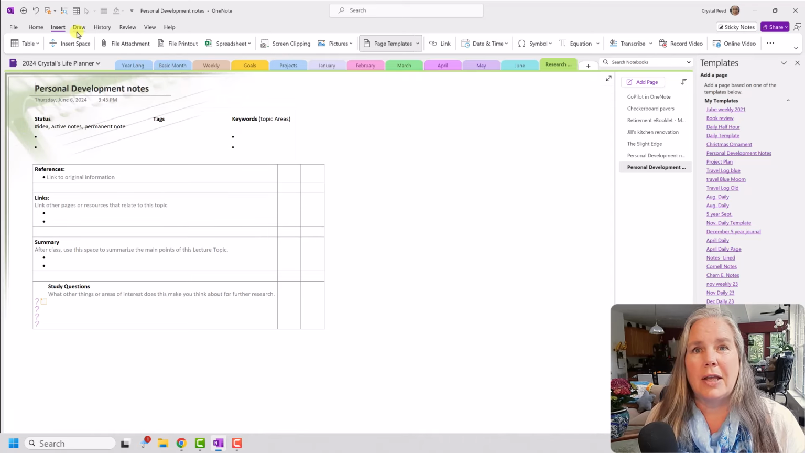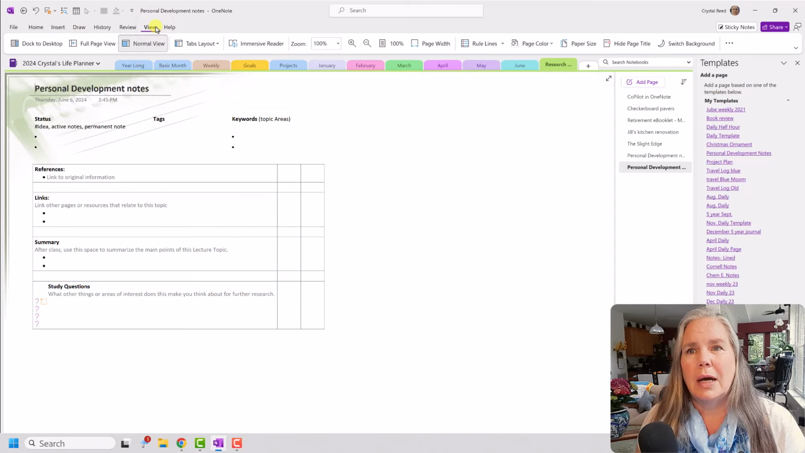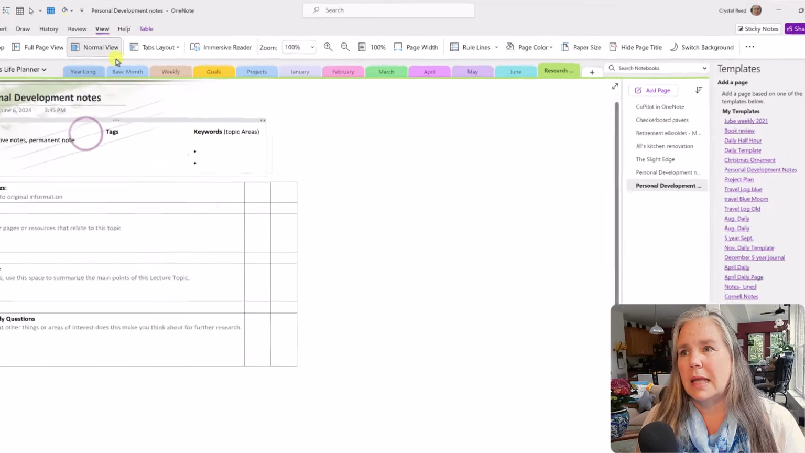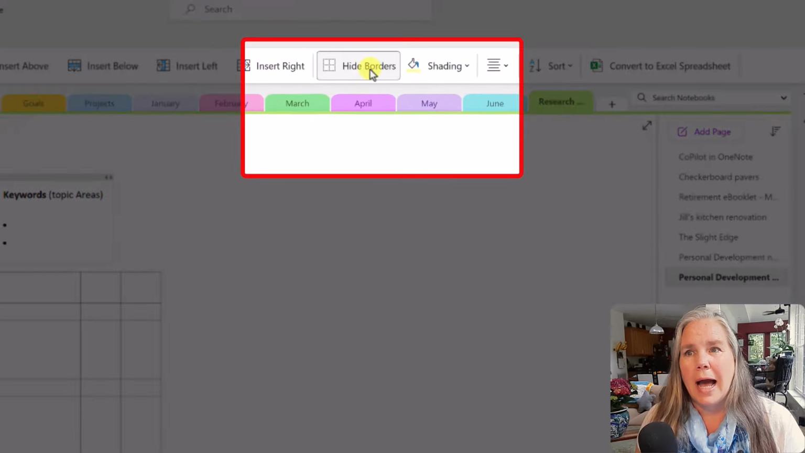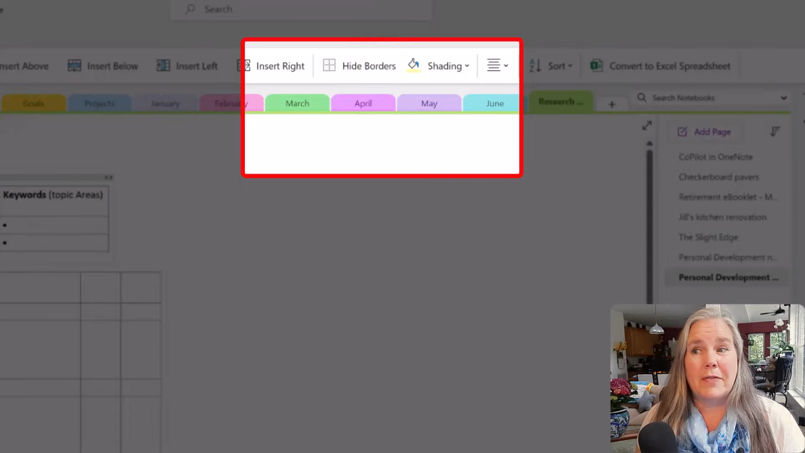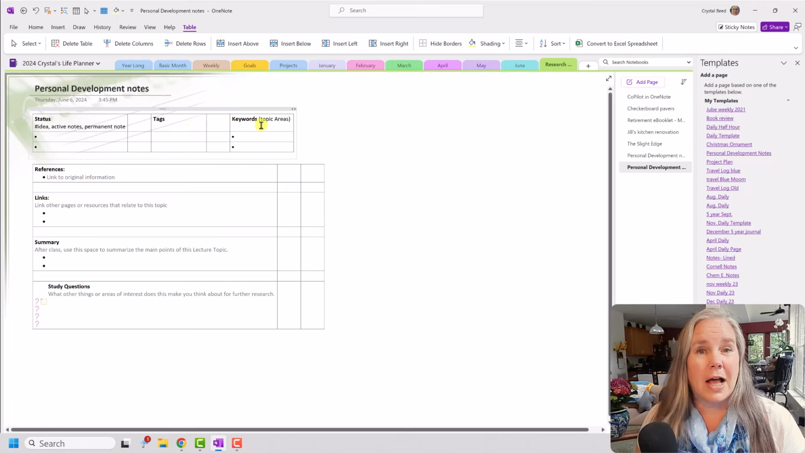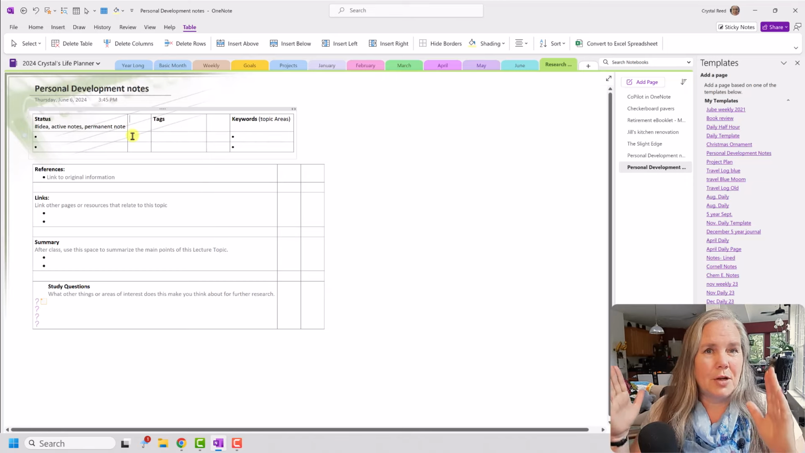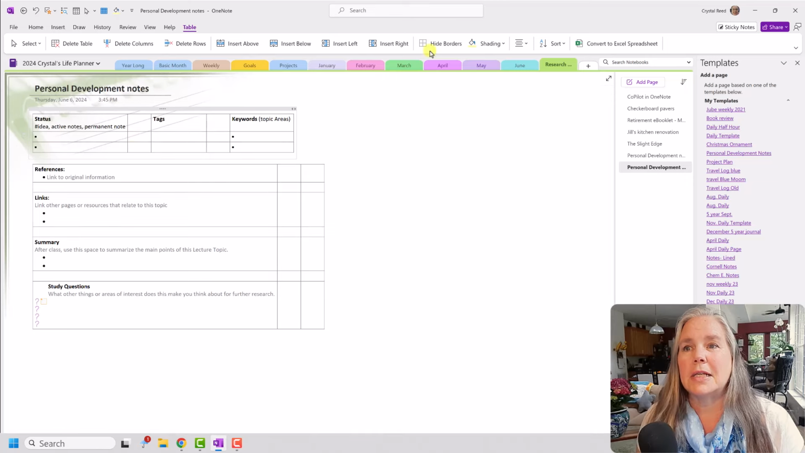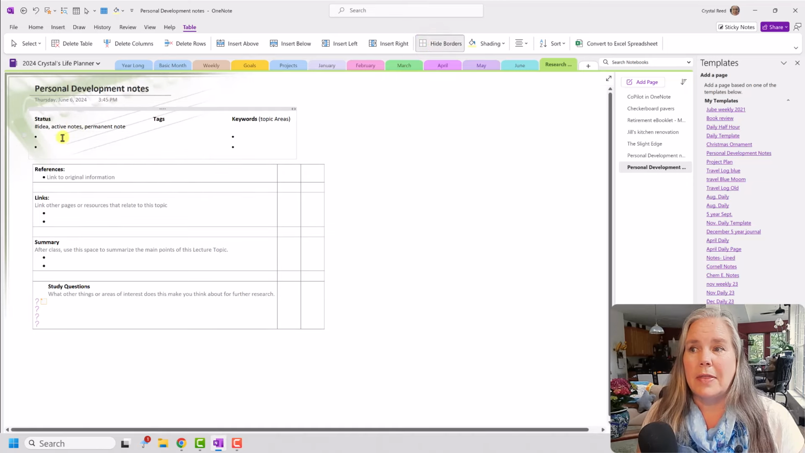Let me see. If I go to click in there and bring up the table menu, I have actually hidden the borders. But if I bring the borders back, you can see that I created 5 columns across and 3 rows down. And what I did there is I'm just leaving a blank column to be a separator between the different sections. And then when I hide those borders, they kind of go away and I can just click under status. I can click under tags. I can click under keywords and still stay within my table.